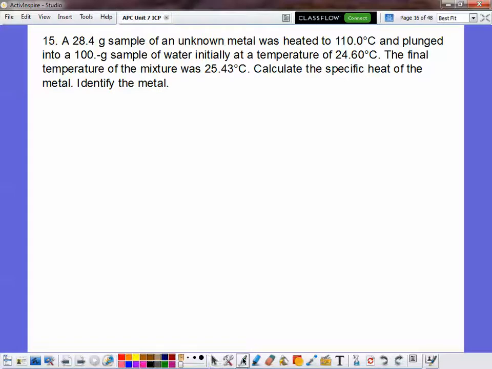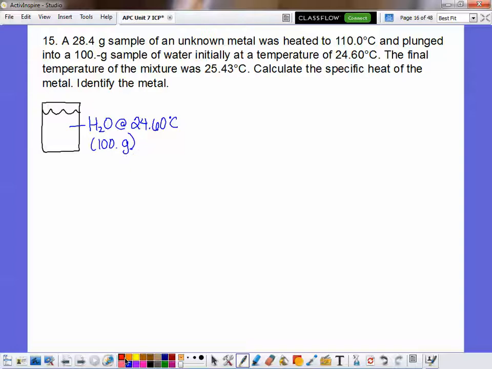So here's my calorimeter that contains water. That water was at 24.60 degrees Celsius, and this was 100 grams. All right. And we have a really hot metal that is at 110 degrees Celsius, and this was 28.4 grams. And then that really hot metal was put into the cooler water.